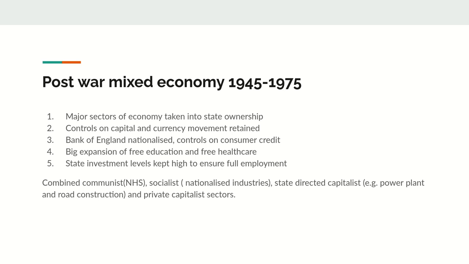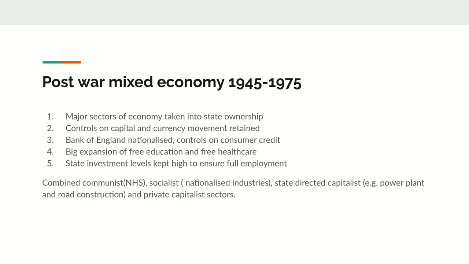They were able to do this because the state owned a substantial part of the capital stock. For instance, in 1960, about 37% of productive capital was state-owned. And the economy combined what you could call an actual communist sector, the National Health Service, a socialist sector, the nationalised industries, plus state-directed capitalist sectors. For example, the production of power plants and the production of aircraft, although carried out by private firms, was largely carried out on government contracts.